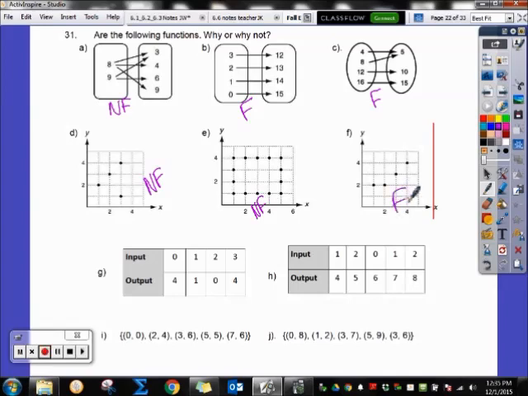Whenever you have a table, you're looking for input values that are the same and you don't have any there, so that would be a function. Here, your 1's repeat and so do your 2's repeat. So H would be not a function. I'm looking for x values that repeat and I don't see any, so that is a function. Then for J, right here I have 3's that repeat, so that is not a function.